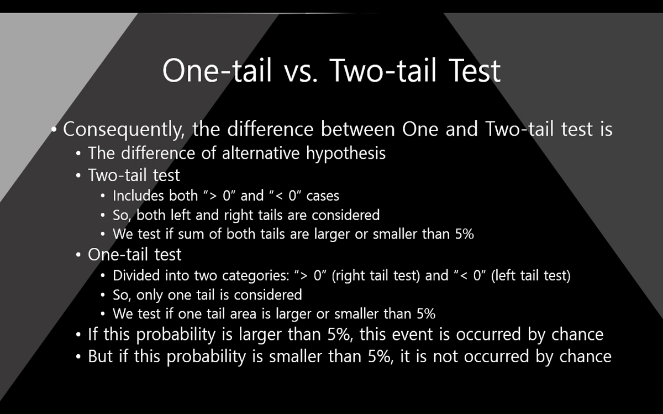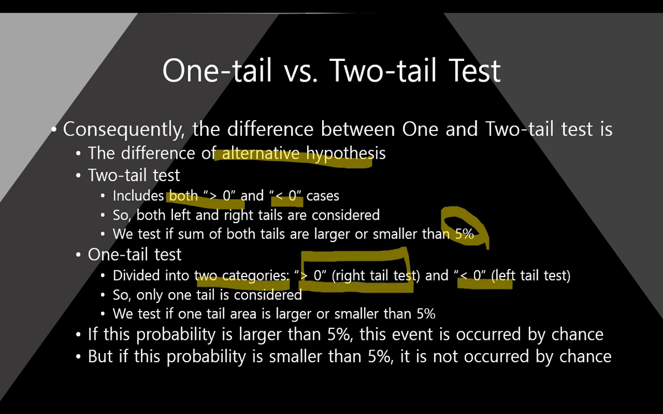So consequently, the difference between one-tail and two-tail tests is just the difference of the alternative hypothesis. The two-tail test includes both larger than zero and smaller than zero, two cases. So both left and right tails are considered, and we test if the sum of two tails is larger or smaller than 5%. That is our interest. On the other hand, the one-tail test is divided into two categories, larger than zero, okay, or smaller than zero. So only one tail is considered, and we test if one tail area is larger or smaller than 5%, right?